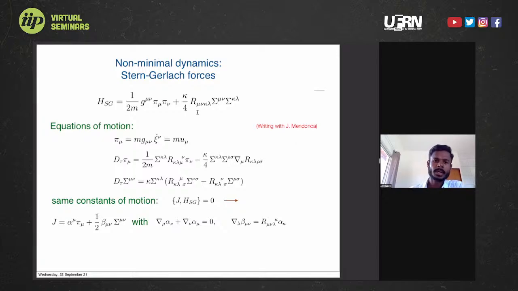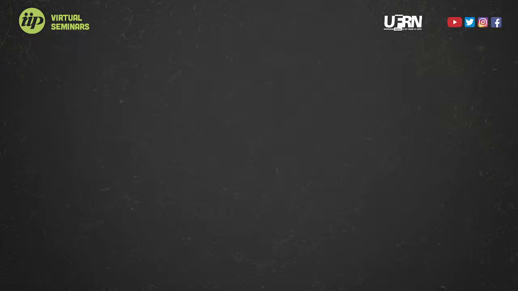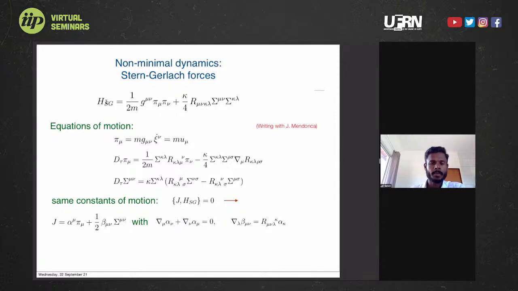As I said, the brackets which I defined are model independent. I can choose any Hamiltonian. In my whole analysis, I have chosen only the minimal Hamiltonian. Now, with Josel, I have included an additional complication, the spin-spin interaction with the background Riemann tensor, where this kappa is a gravimagnetic ratio. If you include this new additional term in the Hamiltonian, then the equations of motion change, obviously.